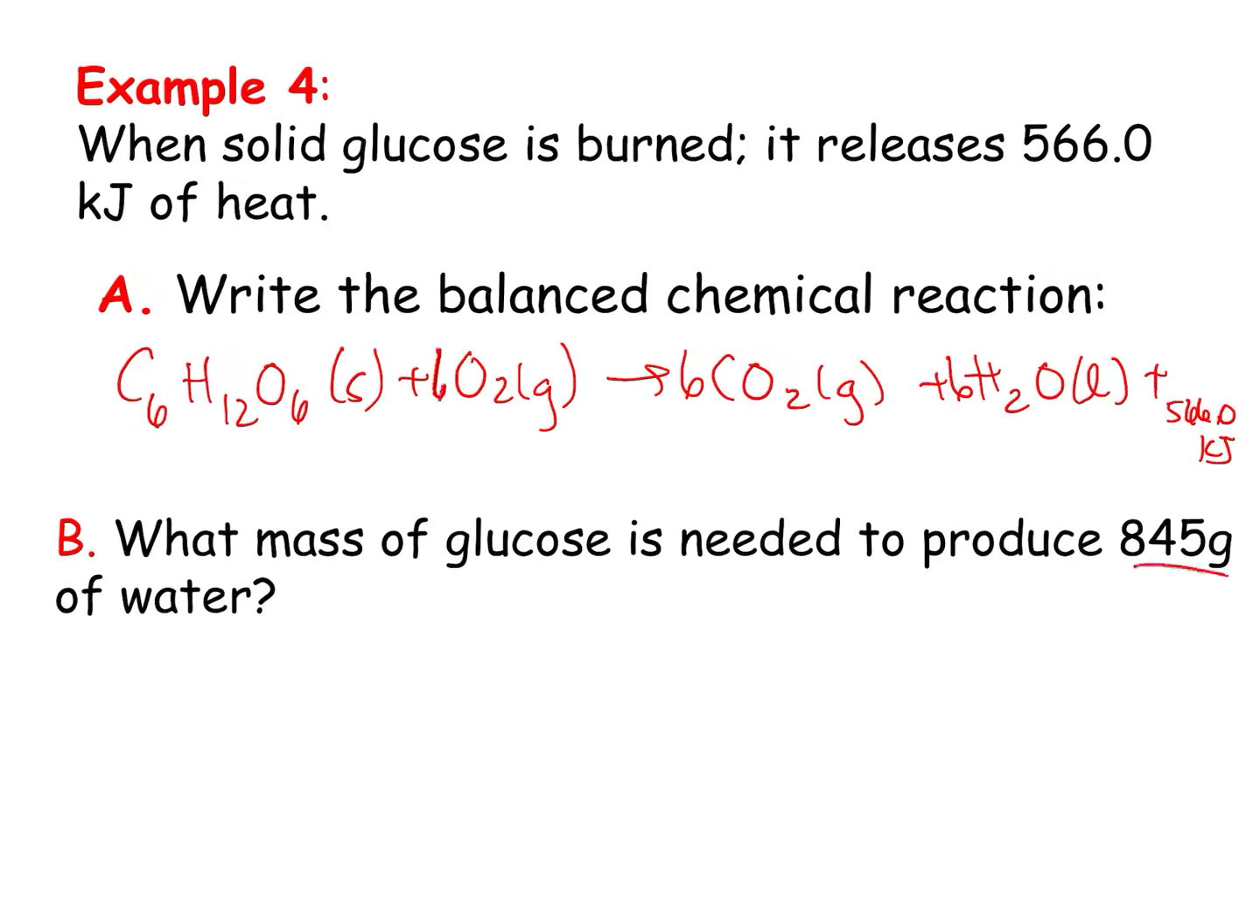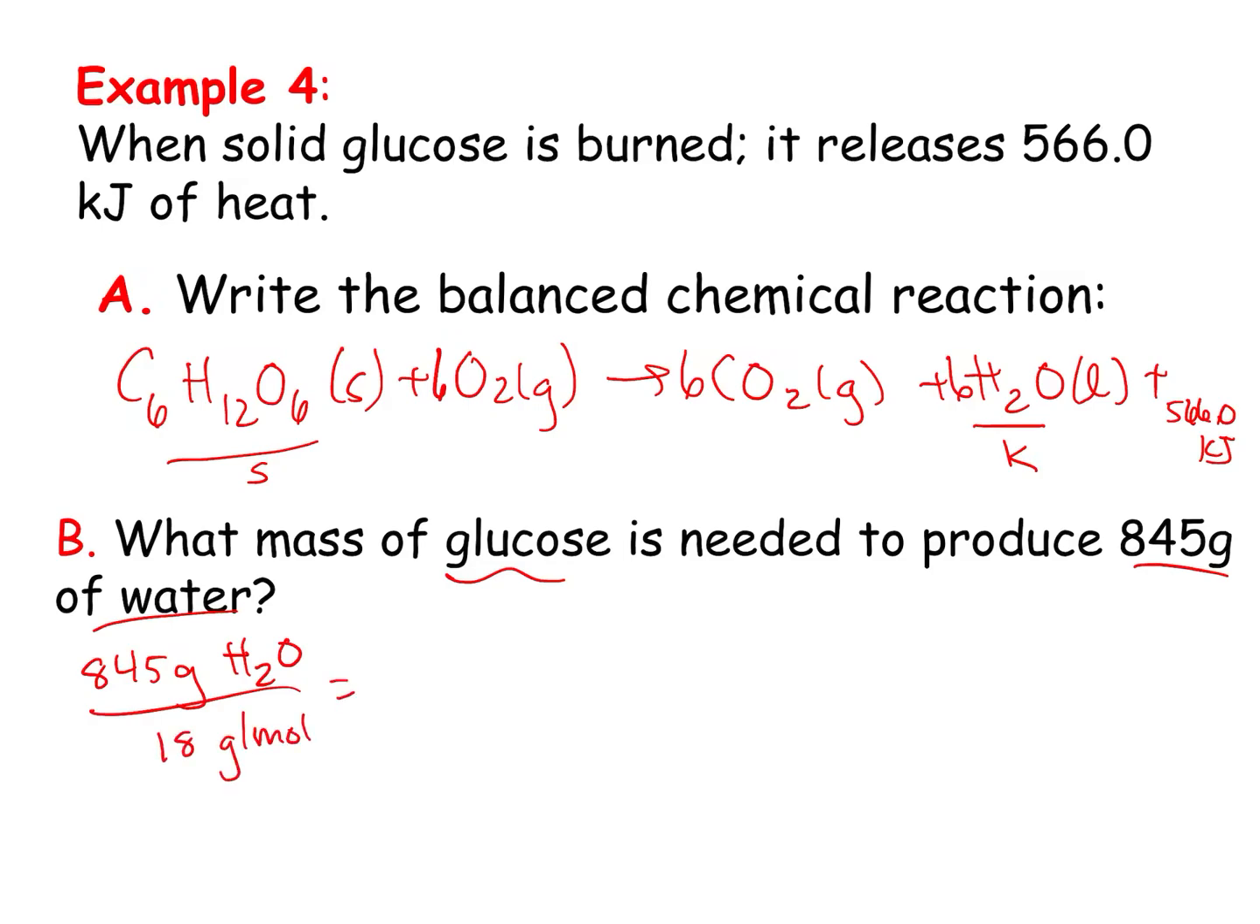So 845 grams of water is our known, and what I seek is glucose. So again, I'm going to start with 845 grams of water. And remember, this is not just multiplying by the conversion factor. Now I need to go to moles first. So how do I go from grams to moles? If you didn't remember, go to your mole map. I'm going to divide by GFM. And let's round at the very end. So 845 divided by 18 is 46.9 whatever, and this is going to be moles of water.